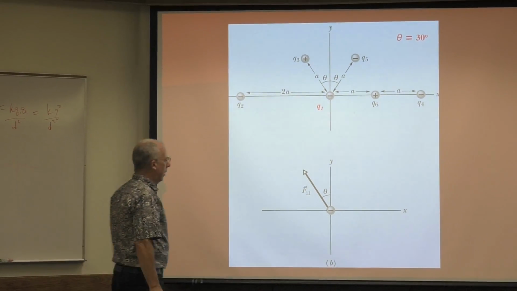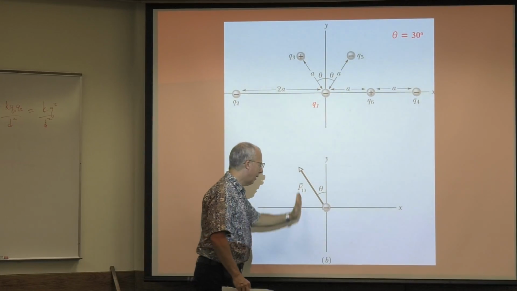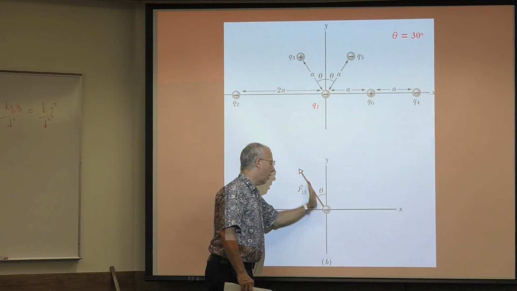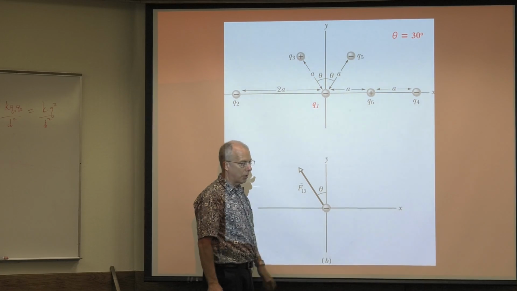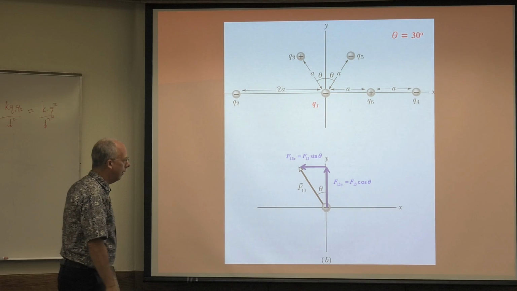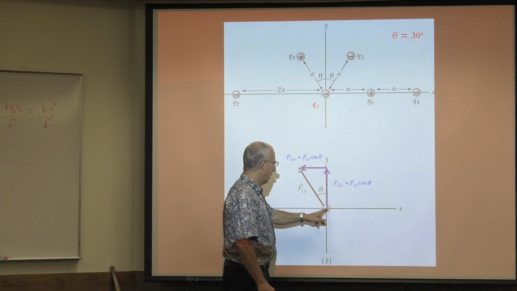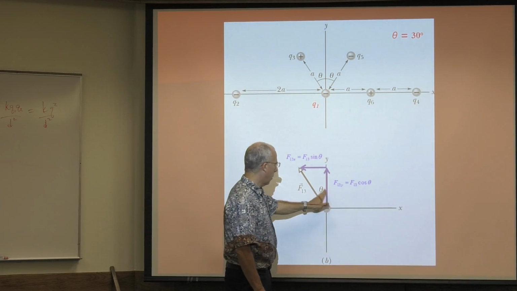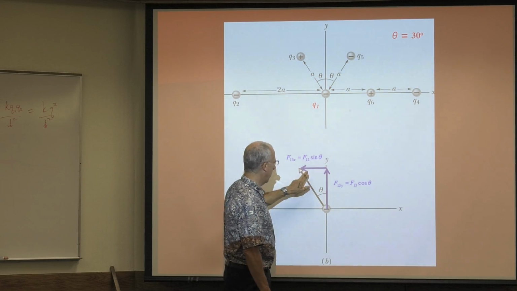Now, we don't like these, do we? What do you always do with a vector that's not along the coordinate axis? You've got to resolve it into components, right? Physics 105, all right? So here's, call it F13, so there's cosine because it's adjacent, and there's sine opposite.